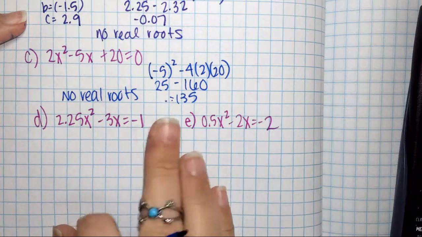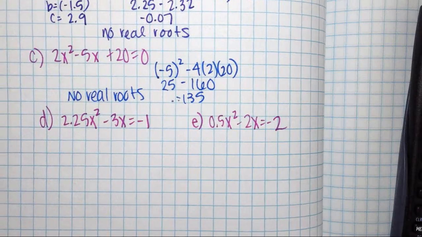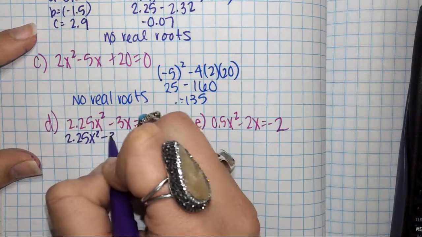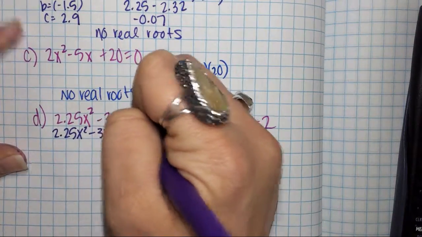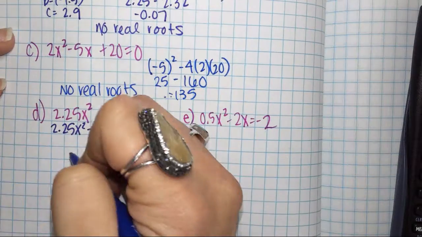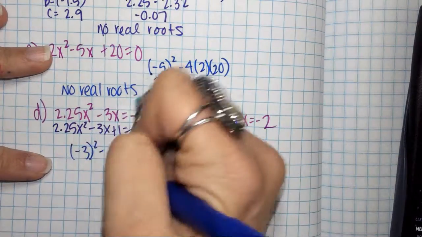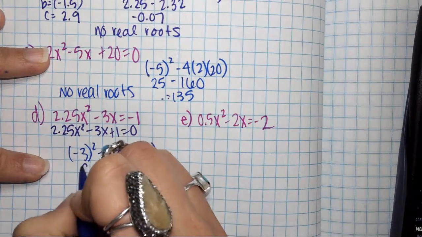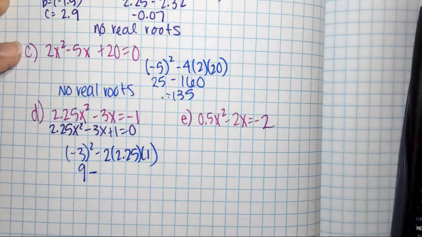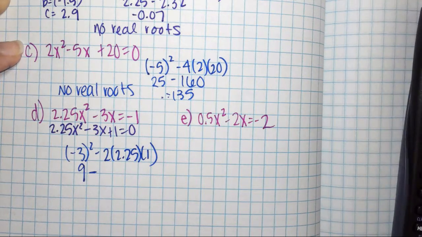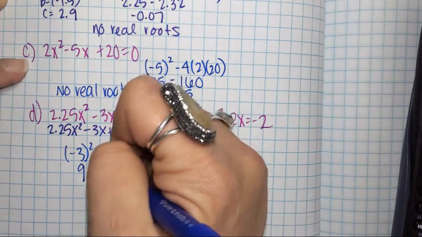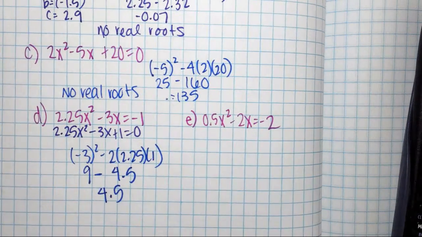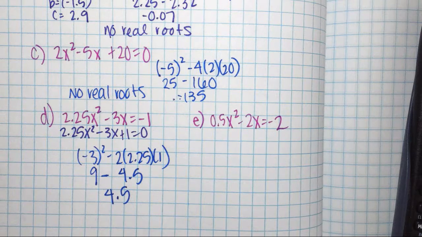All right, so on number D, what did we need to do first? Add 1. So we get 2.25x squared minus 3x plus 1 equals 0. All right, so then that's negative 3 squared minus 2 times 2.25 times 1. That's 9 minus 4.5, which then gives you 4.5. No. It was supposed to be negative 9. Yes.